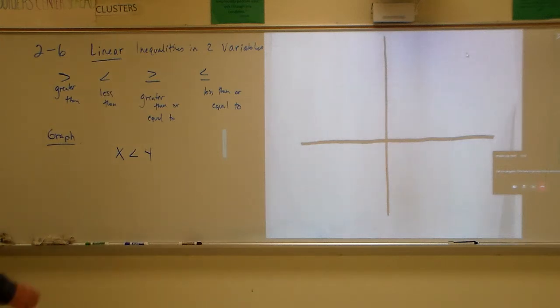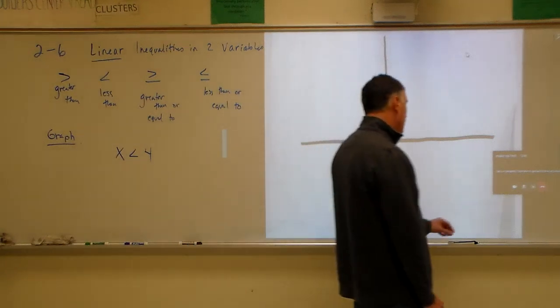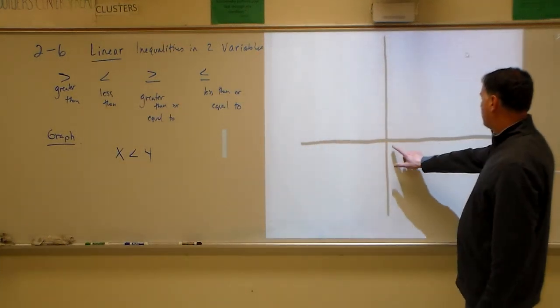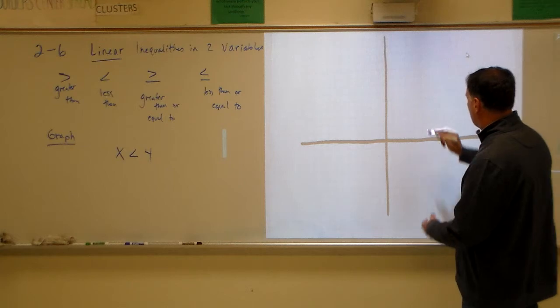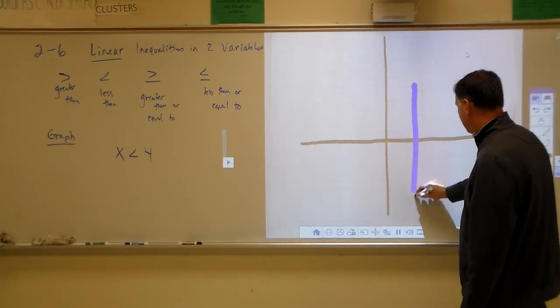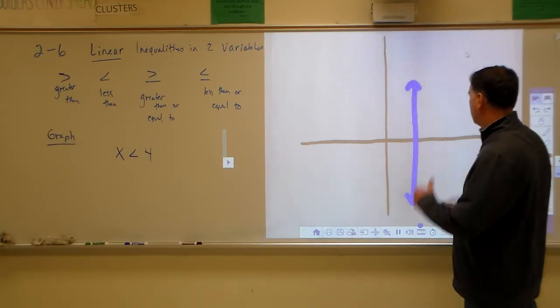Okay, so what kind of a line is x is equal to 4? Well, x is equal to 4 is a vertical line through 4. 1, 2, 3, 4. I make a vertical line through 4. I'm just going to leave it like that for now.